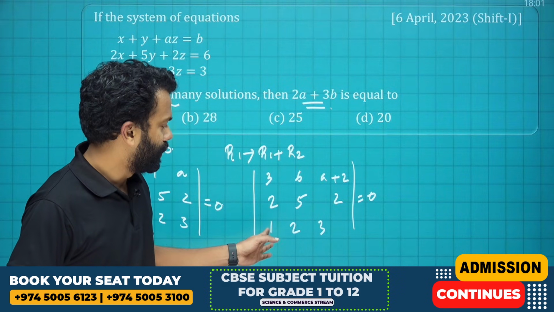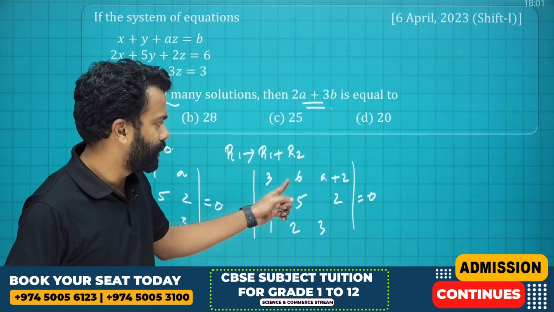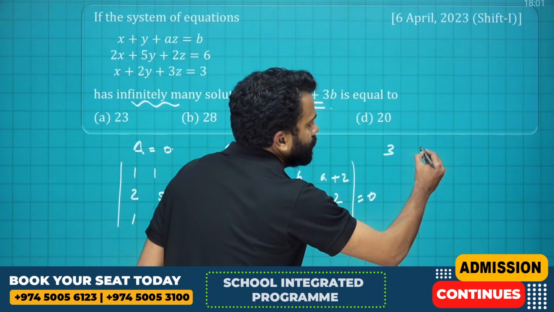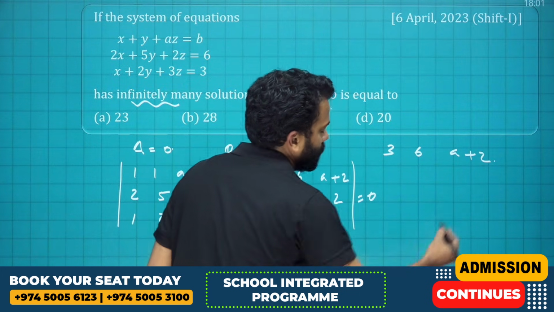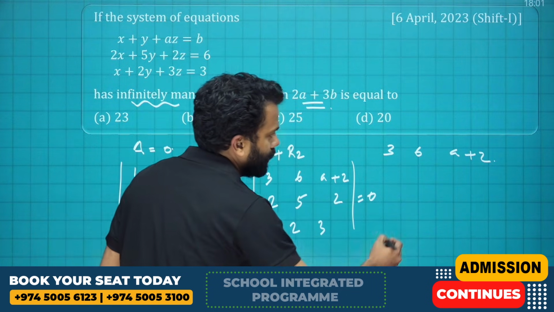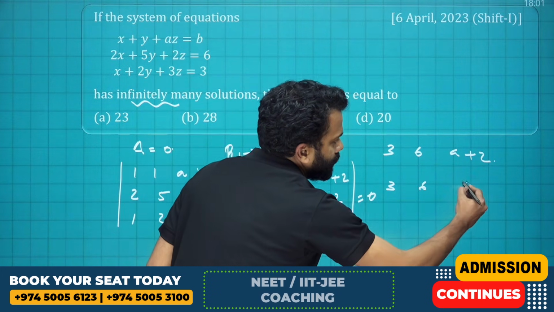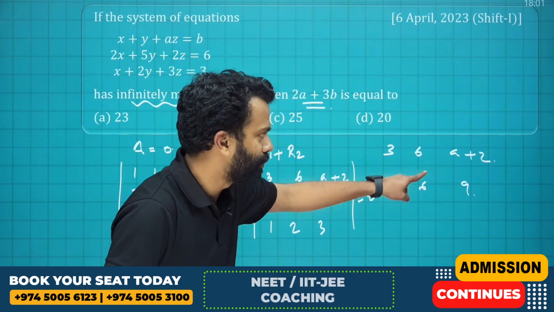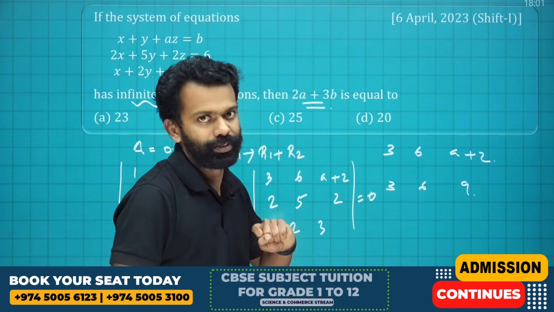Yes, that is 1 into 3 is 3, 2 into 3 is 6. Okay, so 3, 6, a plus 2. If you multiply here with 3, that is 3, 6, 9. It should be same, right? 3 and 3 are same, 6 and 6 are same. Therefore, these two should be same.